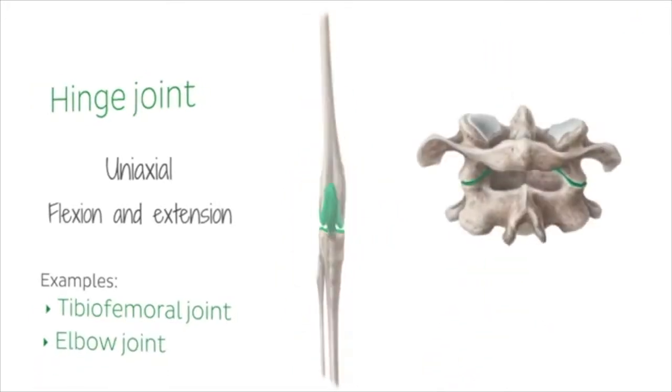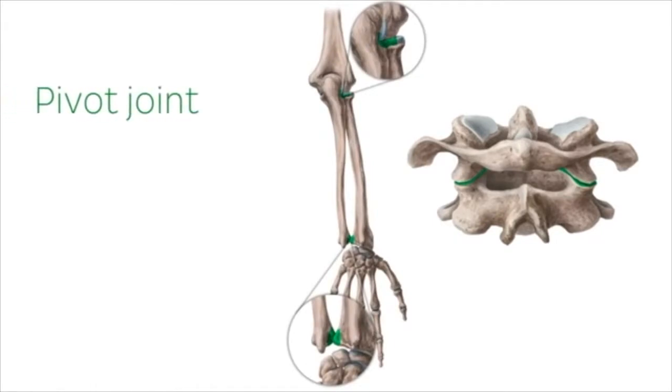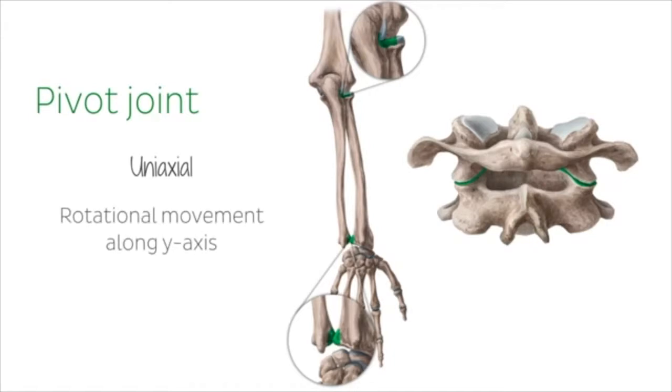And like the hinge joint, the pivot joint is also uniaxial. However, instead of movements along the x-axis, the pivot joint can perform rotational movement only along the y-axis. And the pivot joint is given its name because it acts like a pivot in a lever system. So if you can imagine how a pivot wrench works, which is by rotating a nut or a bolt around the y-axis, then you can also visualize how a pivot joint works with its up and down movements.